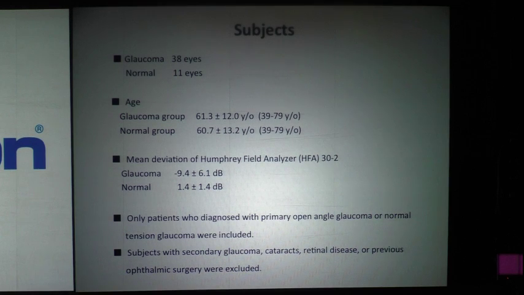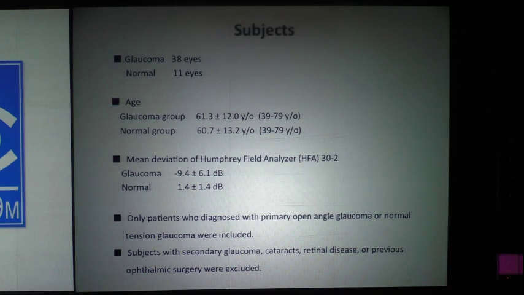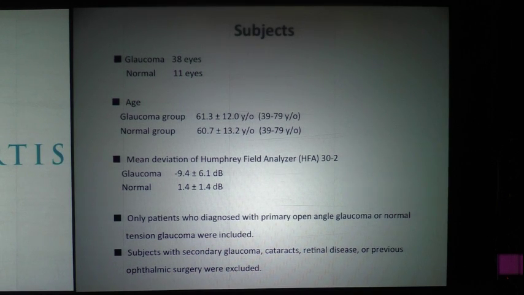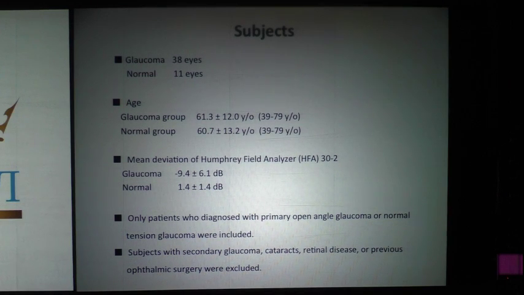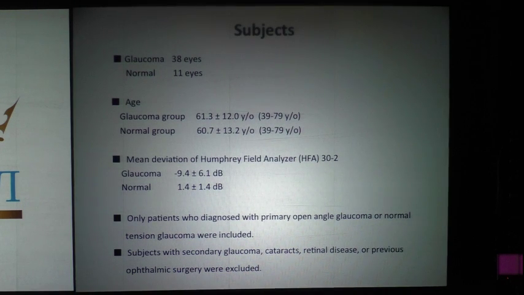38 eyes of glaucoma patients and 11 eyes of normal volunteers were included in our study. There were no significant differences in the ages of both groups. The average mean deviation of Humphrey field analyzer 30-2 was minus 9.4 decibels, not so severe glaucoma. Only patients diagnosed with primary open-angle glaucoma or normal tension glaucoma were included. Secondary glaucoma, cataracts, retinal disease, or previous ophthalmic surgeries were excluded.